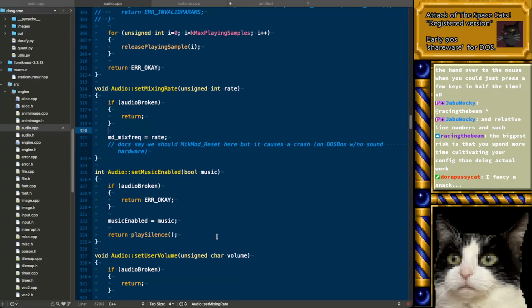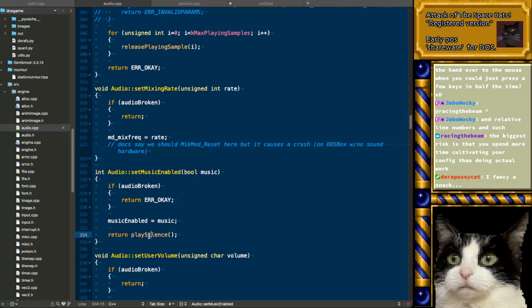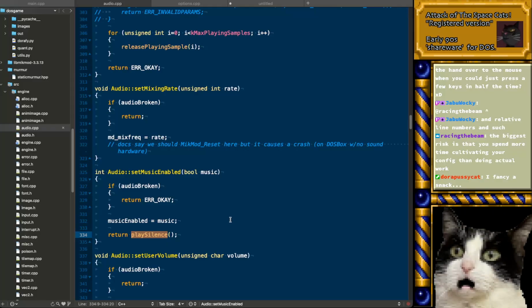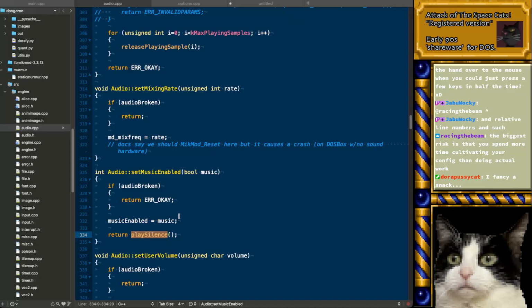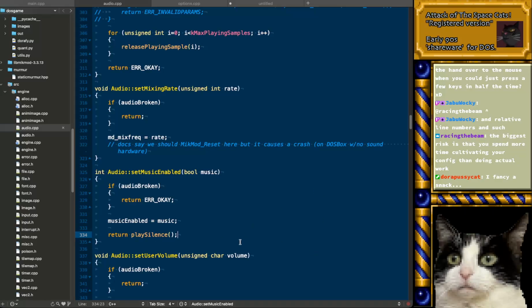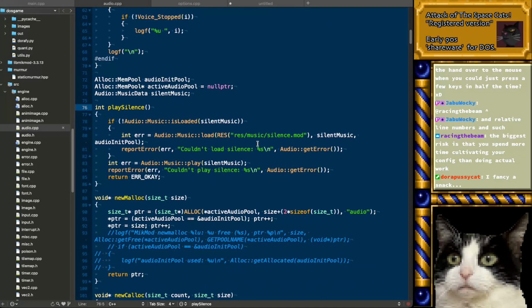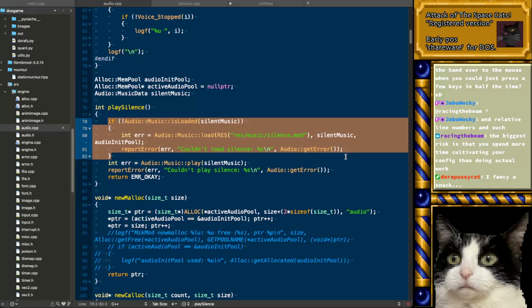Music enabled. We play silence. Fun thing about MikMod, which is what I'm using to handle all of the audio, is you can only play sound effects if you're playing music at the same time. And so if you turn the music off in the game, it plays silence. True story. Right, play silence. What does that do? It does what now? If it hasn't been loaded, reload it.